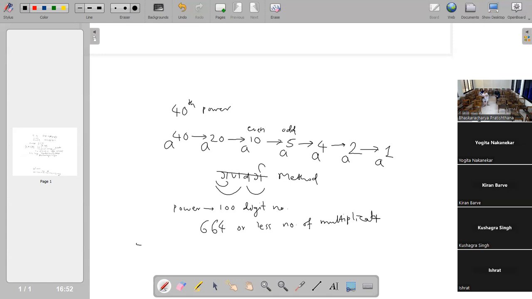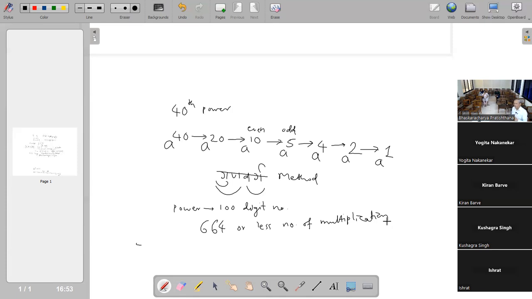And this is why this powering can be done in a very small amount of time. So what happens is when you do powering, usually if I take square or fourth power, the numbers become very large. But because in our RSA cryptography you are interested in a raised to k modulo capital N, you don't want the actual value. You are interested in a raised to k modulo capital N.